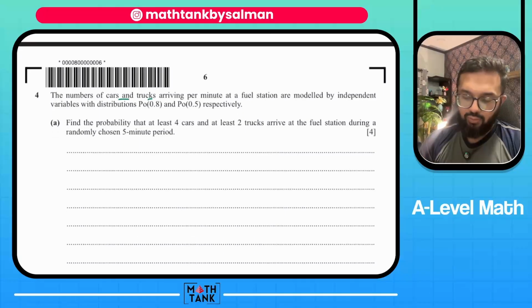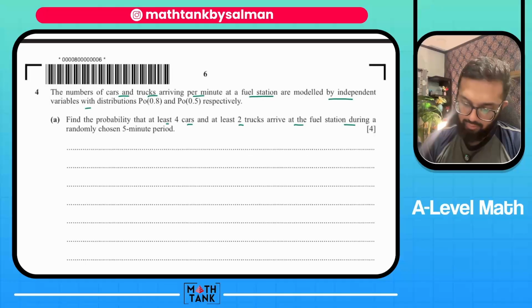Okay, the number of cars and trucks arriving per minute at a fuel station are modeled by independent variables. Find the probability that at least 4 cars and at least 2 trucks arrive at the fuel station during a randomly chosen 5 minute period. The rates are per minute, so that's a 5 minute period. So 5 times 0.8 gives me 4. 5 times 0.5 gives me 2.5.